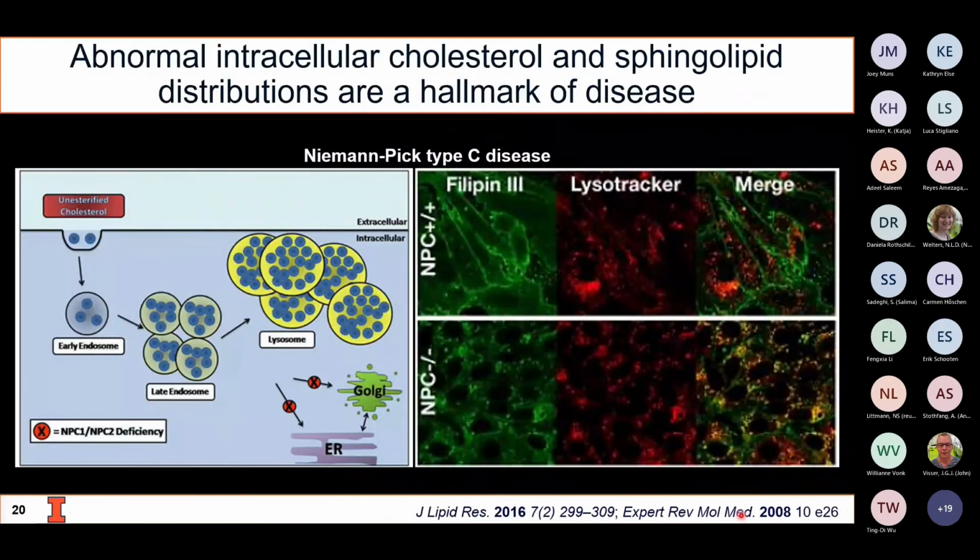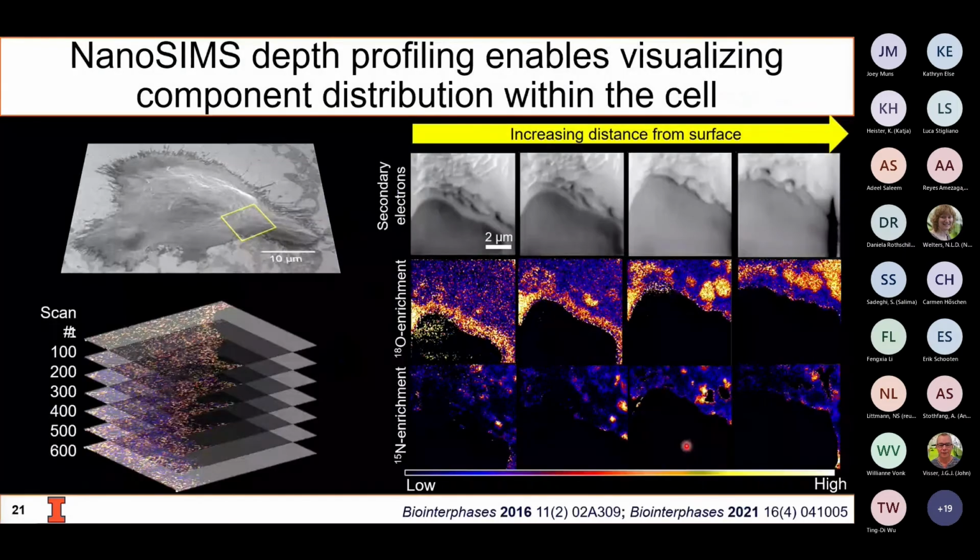We have also looked at sphingolipids inside of cells and cholesterol distribution within cells. This is related to disease. I'm not going to go too much into that in the interest of time, but to look at the inside of the cell, you can take a series of images at the same location. Since material is sputtered off the cell each time you take a new image, each image is slightly deeper in the cell than the one before. You can keep imaging and sputter away the cell.